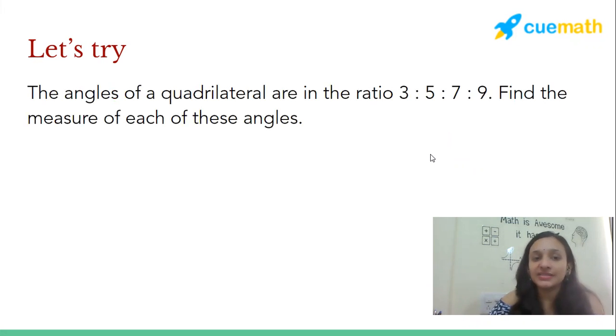Okay, so this says the angles of a quadrilateral are in the ratio 3 is to 5 is to 7 is to 9. All the 4 angles are in this ratio. Find the measure of each of these angles. That's what you need to do. The concept you have to use here is the property of interior angle sum, property of a quadrilateral. Very easy, you all can try it and solve for it. What you need to find is the measure of each of the angles of the quadrilateral.